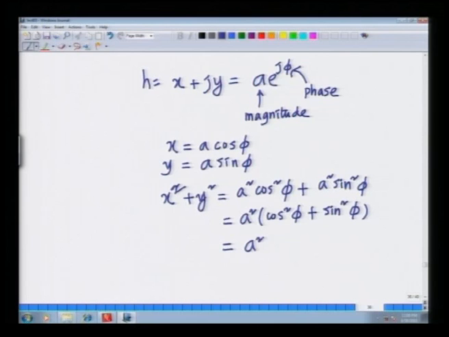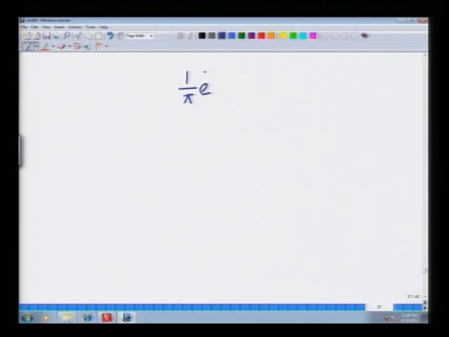Hence, remember the joint distribution in terms of x and y is given as 1 over pi e power minus x square plus y square. Hence, the joint distribution in terms of a comma phi is 1 over pi e power minus x square plus y square. However, we have seen that x square plus y square is a square. So, this is 1 over pi e power minus a square, and there is one more term, which is known as the determinant of the Jacobian matrix of x, y. This is a scaling term.